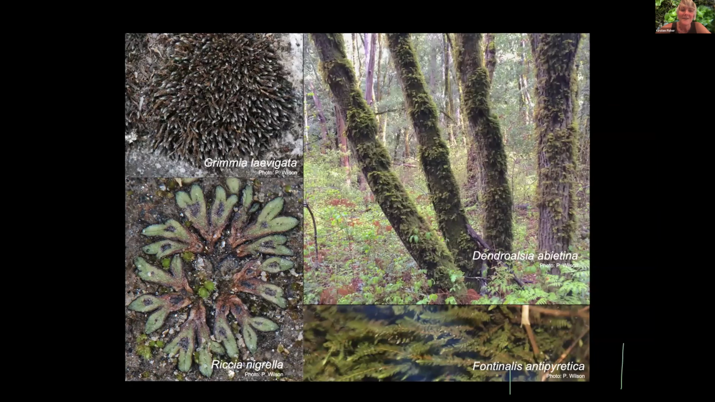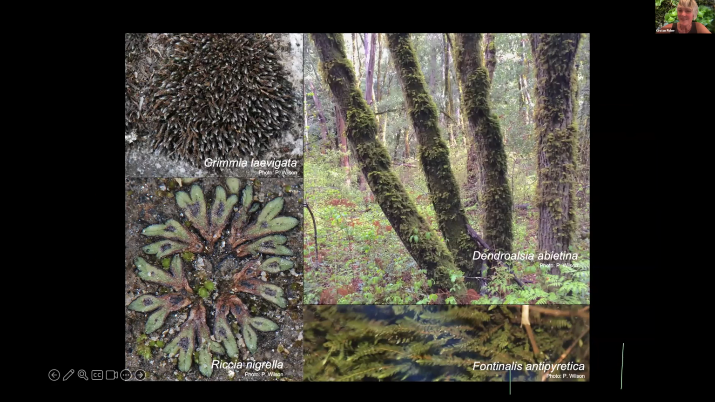So there are, of course, in California, I mentioned before, I really like Dendroalsia alatina. That's the one that grows on oaks. Unfortunately, this picture gives me the heebie-jeebies because there's so much poison oak in it. I should get a new photo. This makes me nervous looking at it. So very common in Northern California.